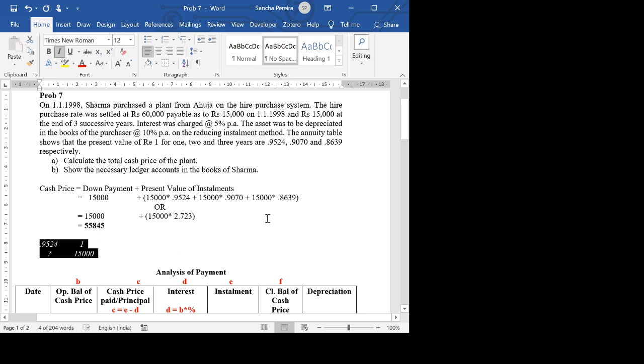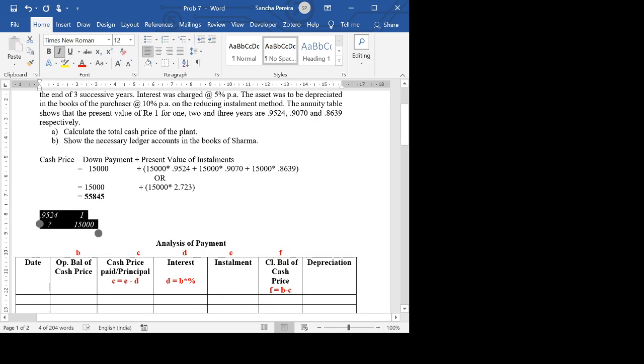Now we can start our analysis of payment because we know our cash price. This calculation is required only when annuity values are given. So in this problem, cash price is missing. In the next problem that I'm going to make a video of, the installment will be missing and you'll have to find the installment through annuity values. I'll show that in the video. It's the same formula, you just have to rearrange it because that time the installment is missing. Is that clear? So this is the way you have to find out your cash price.